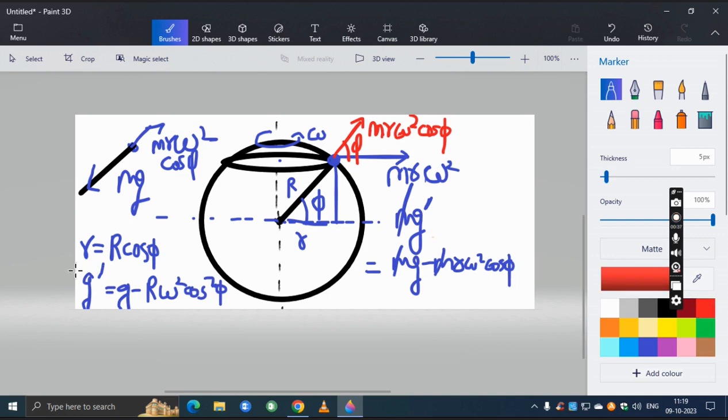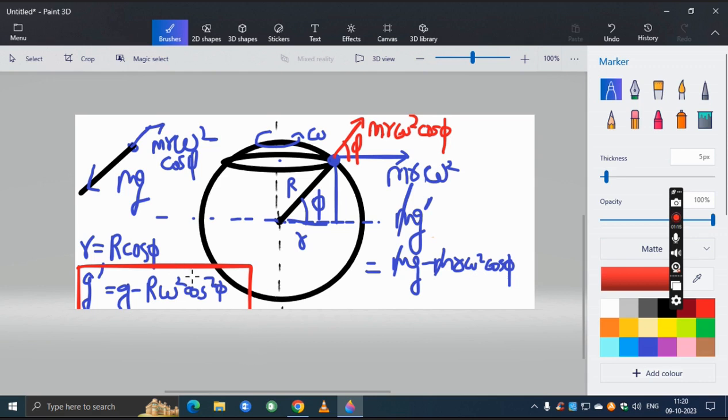So this is the formula for g dash. This is how g varies due to the rotation of Earth. Now let me make this more clear. What if phi equals 0? That just corresponds to the equator. So at the equator, cos square phi is going to become 1. So we have g minus R omega square. So you're subtracting R omega square from g, so that's obviously lesser than g.